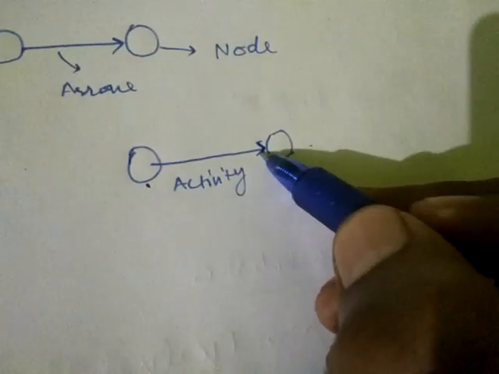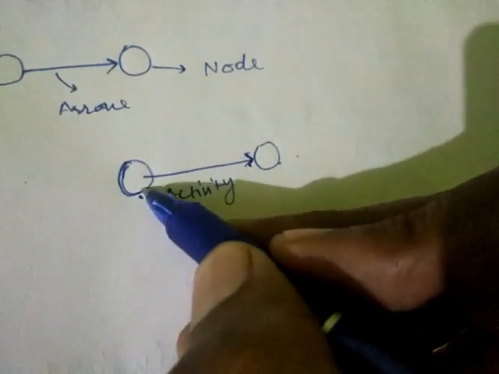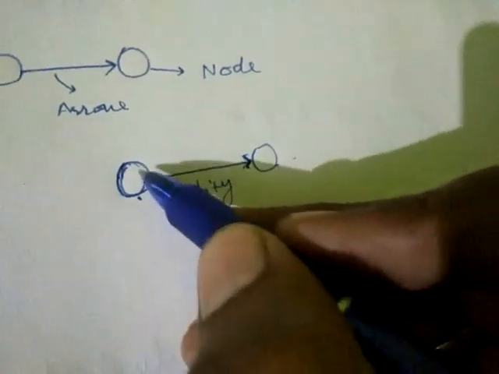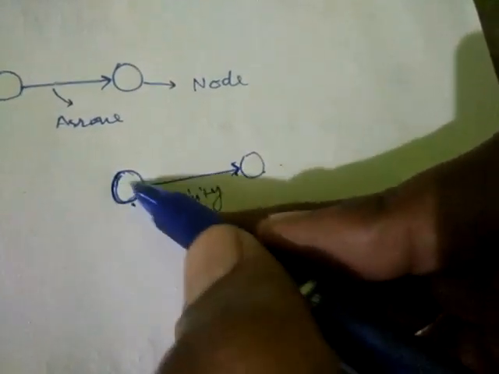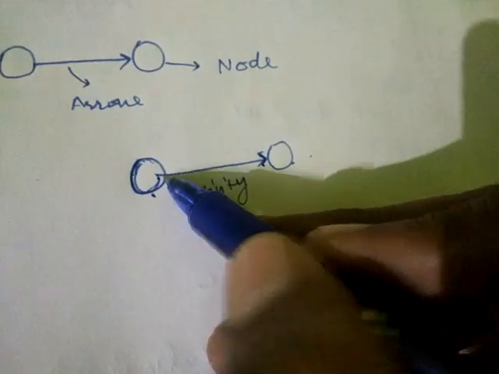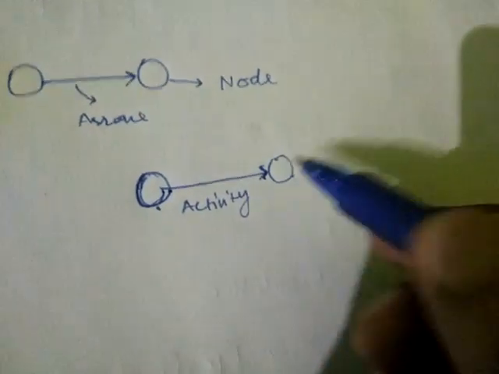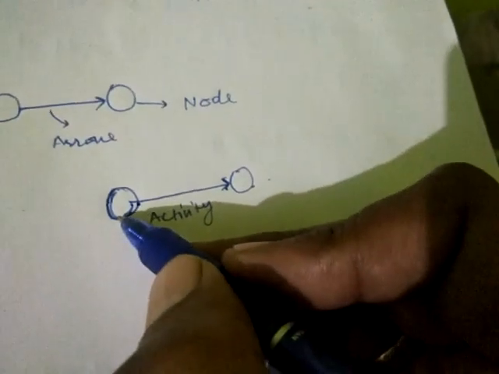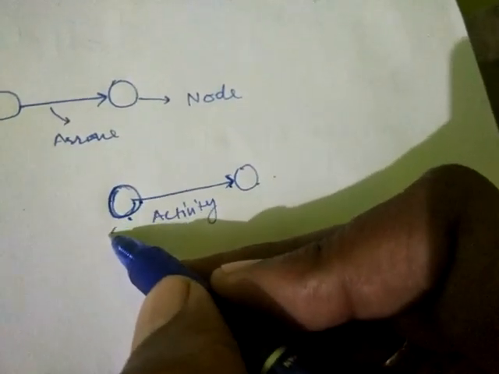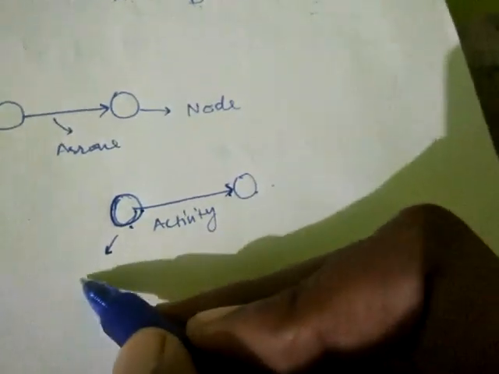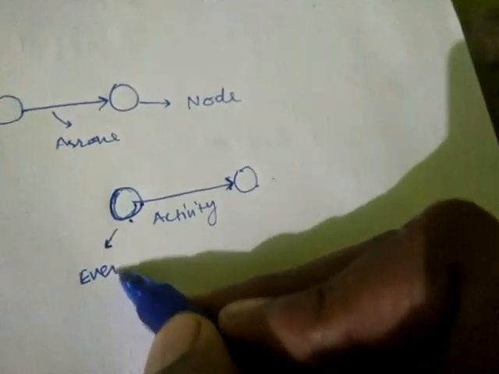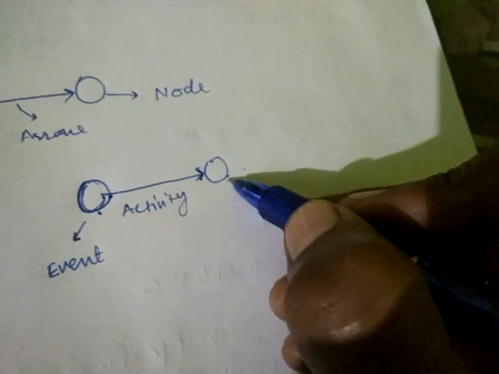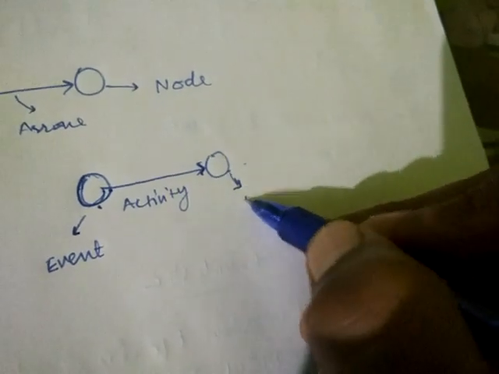So you can see, for any activity there are two circles, there are two nodes. At one node that will be at the start, and one node that will be at the finish of this activity. And these nodes are, in the terminology of project management, called events. This is the start event and this is end event.